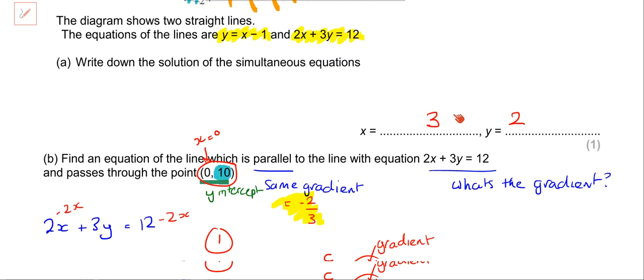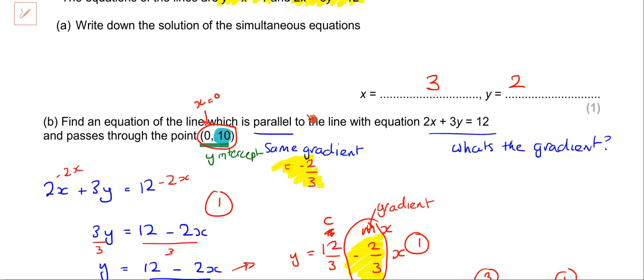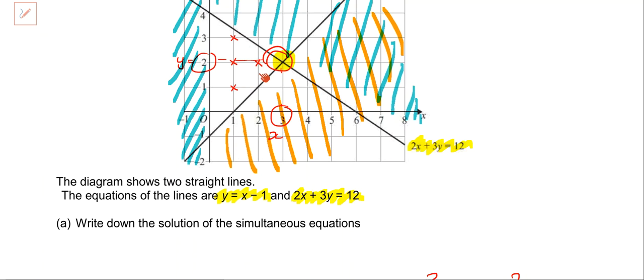Well, let's just read the question again. It says, mark with a cross each point which satisfies both these inequalities. So 1 mark if you put 1 cross, you only get 1 mark. If you identified more than one of those, you still get 1 mark. If you did all 4, you get both marks. If you did all of them plus others that don't fit, you got 0, no marks. Because that would suggest you don't really understand the region.